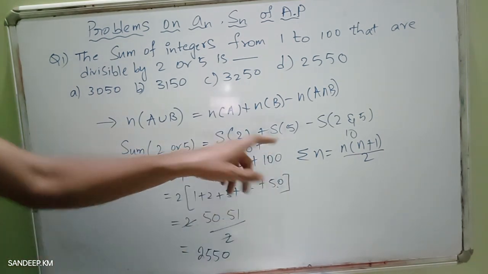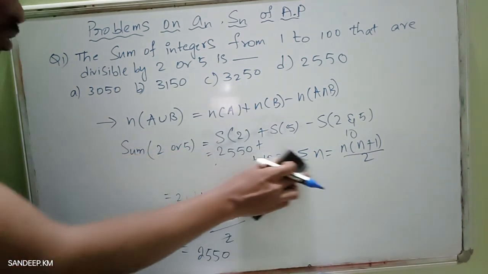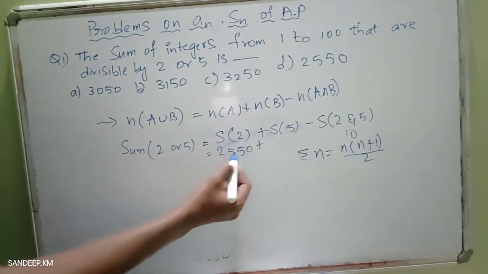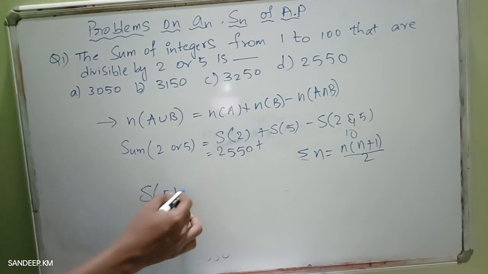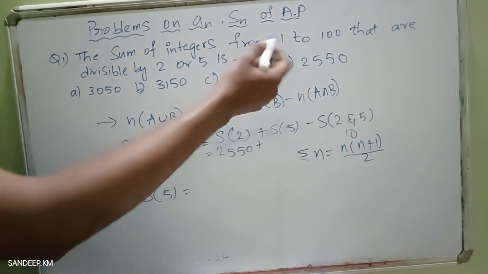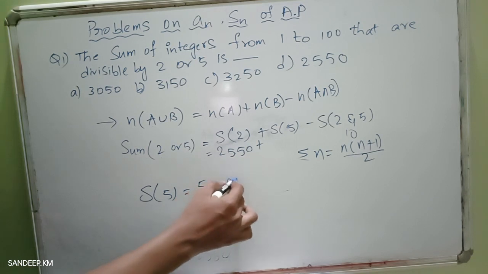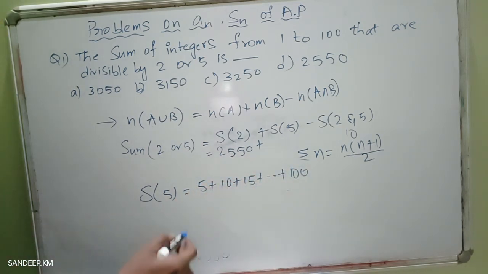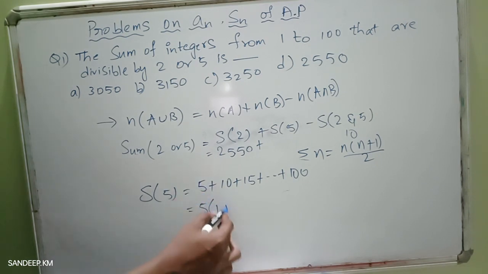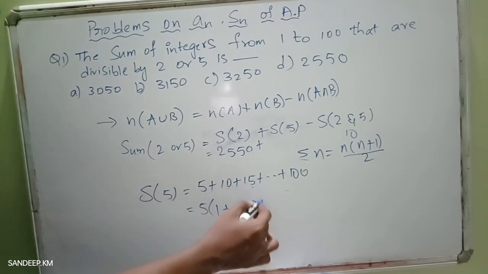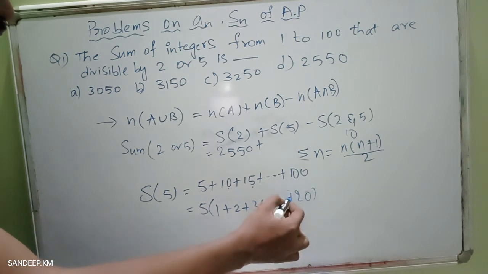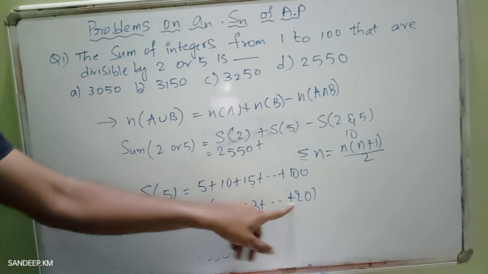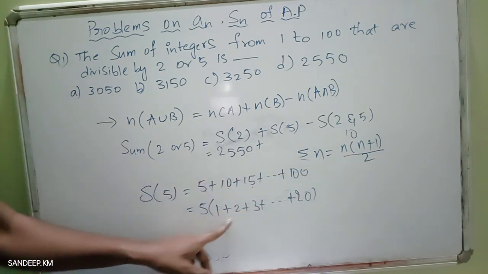Similarly, now let us find the sum of the numbers divisible by 5. Let me add all the 5 multiples from 1 to 100: 5 plus 10 plus 15 and so on up to 100. These are the 5 multiples. If I take 5 common, 5 1s are 5, 5 2s are 10, 5 3s are 15 and so on, 5 20s are 100. Now once again 1 plus 2 plus 3 up to 20, the sum of the first 20 natural numbers.